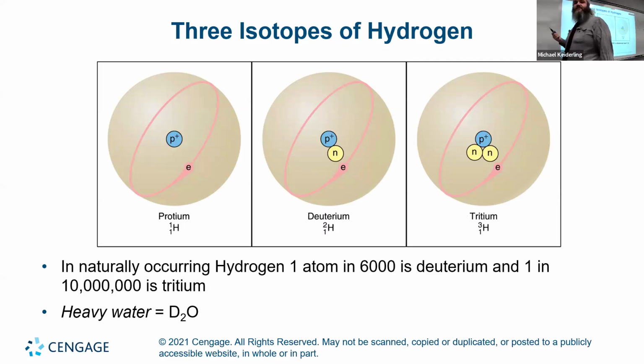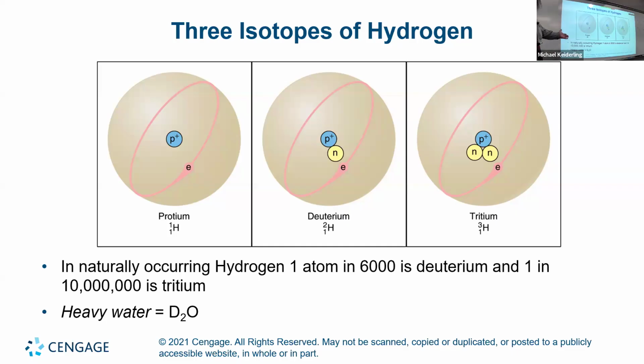So here's hydrogen. The three naturally occurring isotopes of hydrogen are protium, hydrogen-1, which is just a proton. Deuterium, hydrogen-2, which has a proton and a neutron. It has a mass of 2. And tritium, you can call that hydrogen-3, which has a proton and 2 neutrons. Tritium is unstable. It is radioactive and will eventually decay. I don't remember how it decays. But about 1 atom in every 6,000 is deuterium. Deuterium is stable. And about 1 in 10 million is tritium.